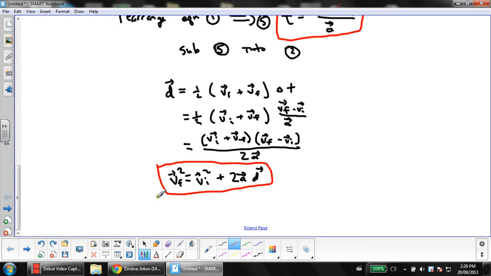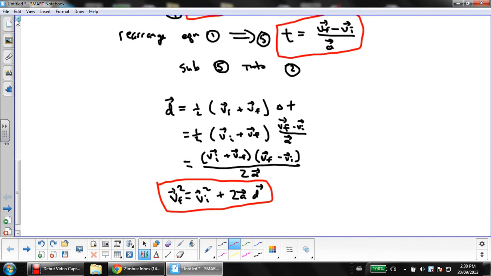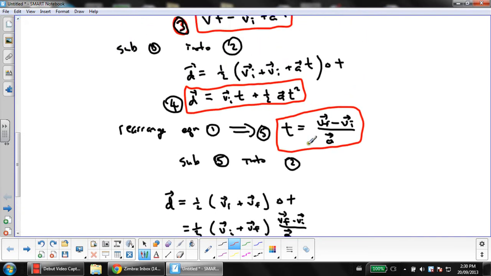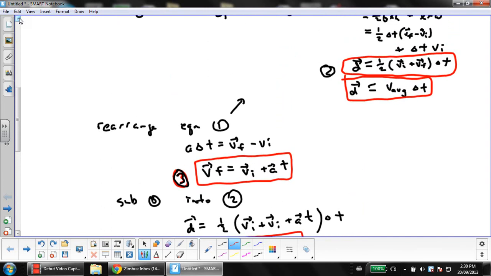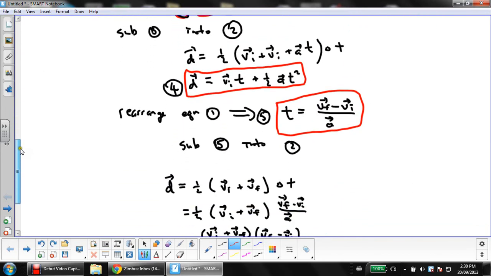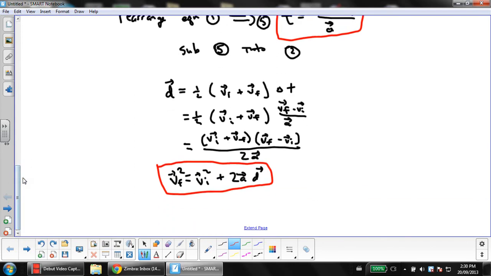Now, why are there so many equations? Well, look, this one has VF, VI, A, and D. This guy's got T, VF, VI, and A. This guy's got D, VI, T, and A. This guy's got VF, VI, A, and T. They all have different combinations of letters. So depending on what the question asks you and gives you, you need to pick the right equation for what you have and what you want to solve. There's a bunch of them here. That's the point of all of that.